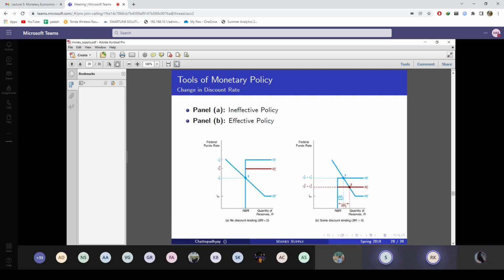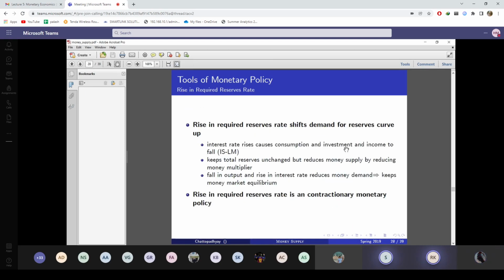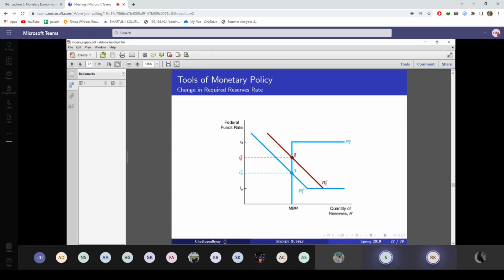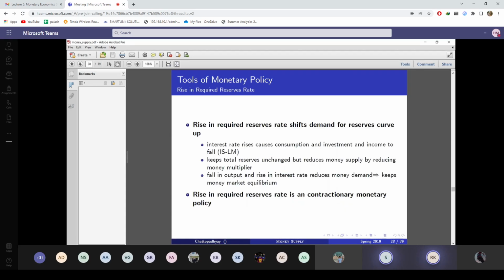Now, this is exactly what I have explained over here, what Dashrath also says. The rise in the required reserve rate shifts demand for reserves up, interest rate rises, causes consumption and investment and income to fall down, because interest rate rises means consumption falls, investment falls, as a result output falls. It keeps total reserves unchanged, so it is graphically absolutely seen. Required reserves rises, total reserves in the banking system does not change. High powered money remains unchanged, and the fall in the output and the rise in the interest rate reduces.